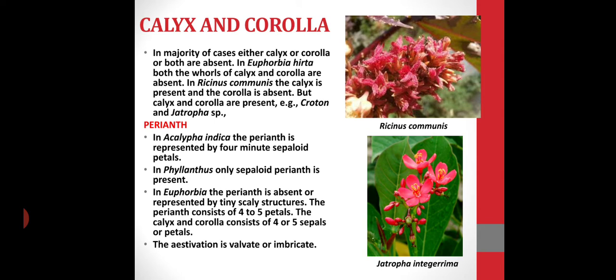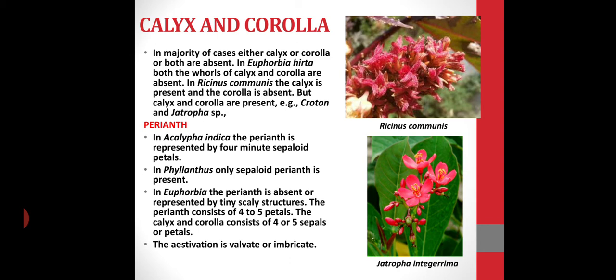So in the majority of cases, either calyx or corolla, that is the monochlamydia character, calyx or corolla or both are absent. And in that place, you can see the perianth is there. That's why it is called monochlamydia. And in Euphorbia hirta, both the whorls of calyx and corolla are absent.